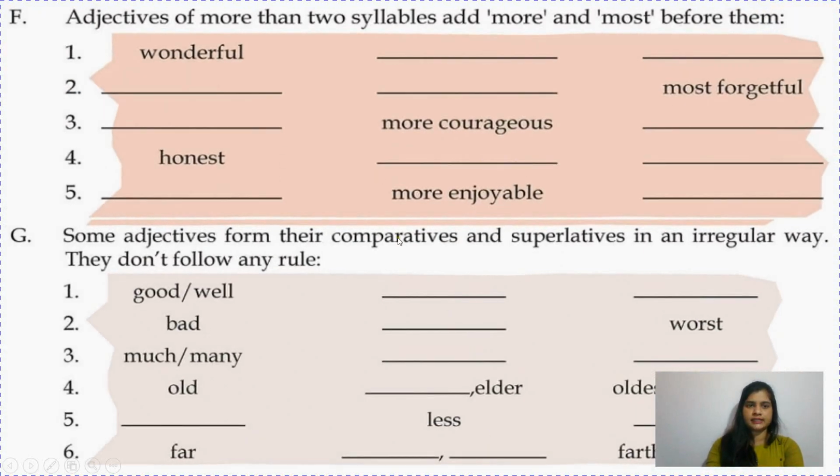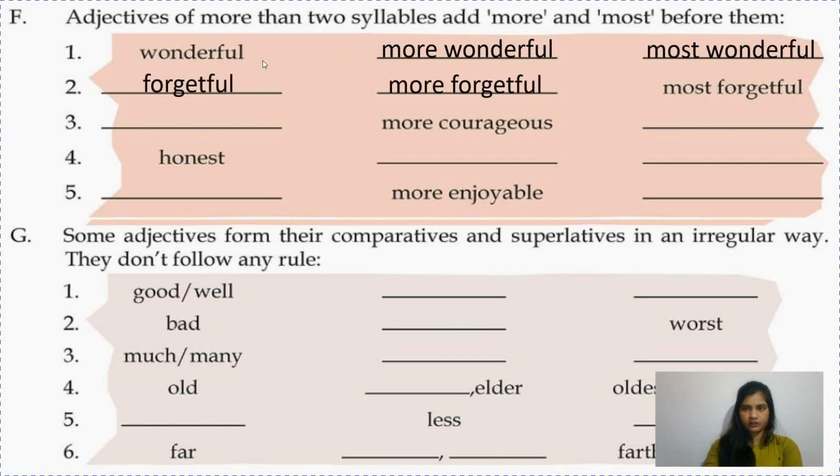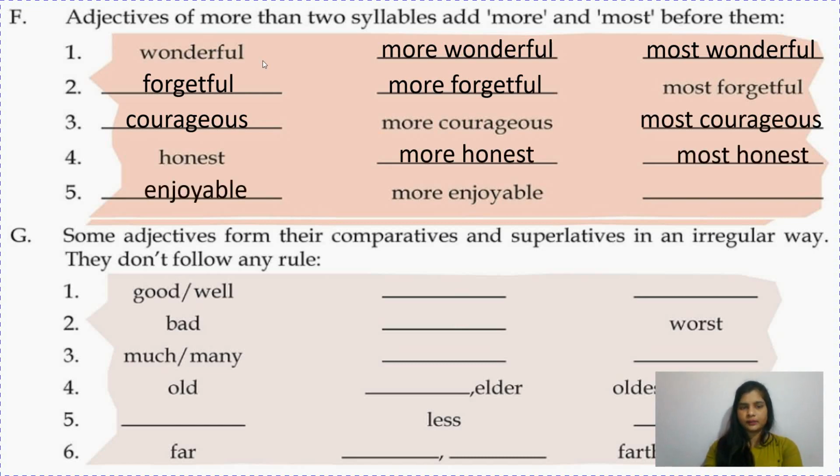Now F number. Adjectives of more than two syllables, we have to add more and most before them, like wonderful. It carries more than two syllables. So we will not say wonderfuller or wonderfulest. It is wrong. What we have to do? We have to add more and most, like more wonderful, most wonderful. Forgetful, more forgetful, most forgetful. Courageous, more courageous, most courageous. Honest, more honest, most honest. Enjoyable, more enjoyable, most enjoyable.